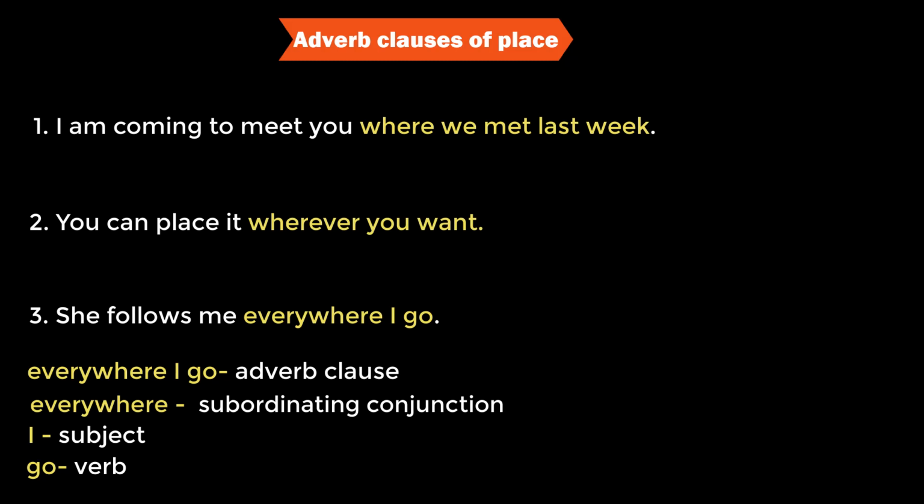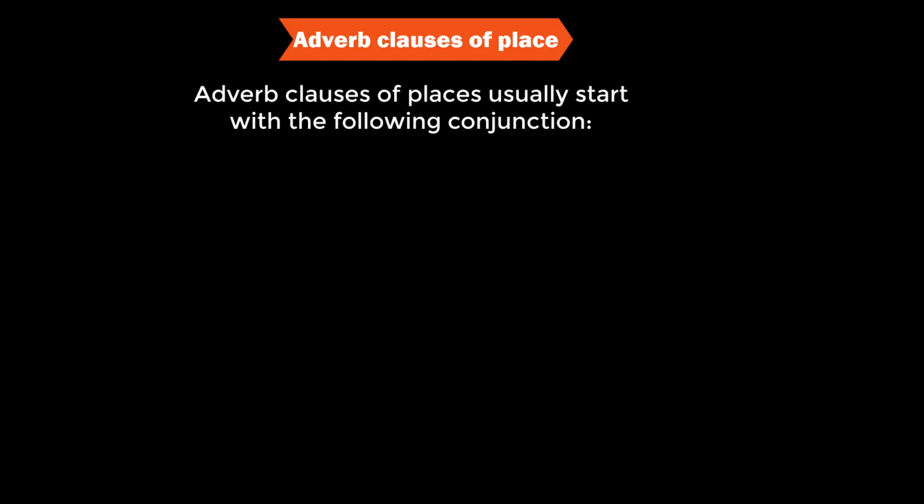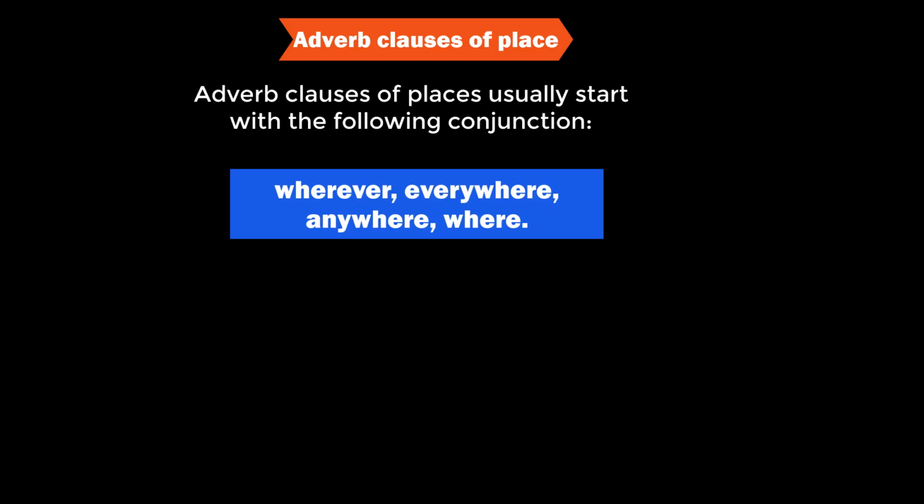She follows me where? Everywhere I go. It is giving information about the place of the action. She follows me. Where does she follow me? Everywhere I go. So these examples are adverb clauses and these generally start with these conjunctions: wherever, everywhere, anywhere.